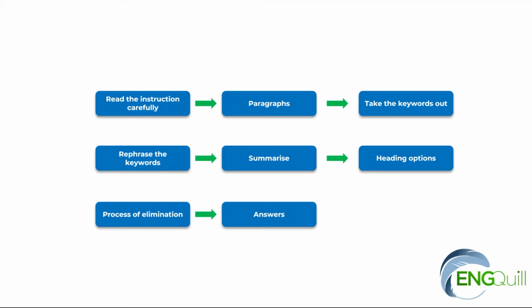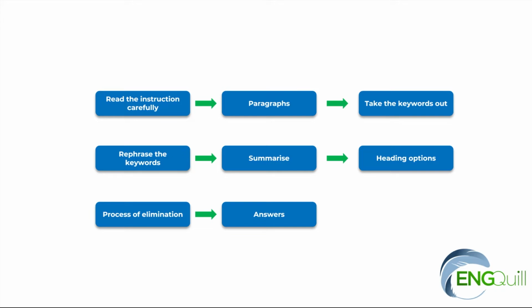First, we are going to read the instruction carefully of the question. And then over here, we will go to the paragraph. Now, what happens in IELTS other question types is that you first look at the question and then you go to the passage, isn't it? But here we are first going to look at the paragraph, take the keywords out of the paragraph. Here we are using our skimming and taking the keywords out. Then we will rephrase those keywords in a very simple way and we are going to summarize it.